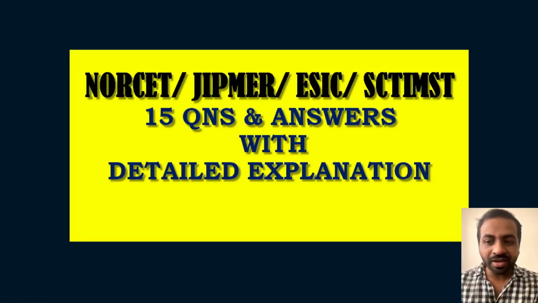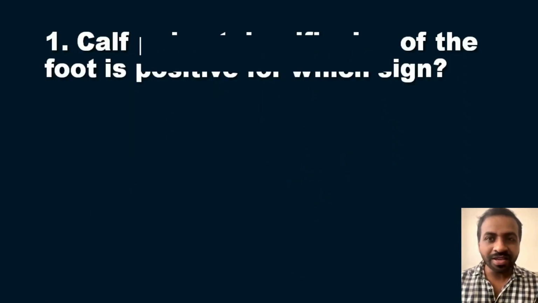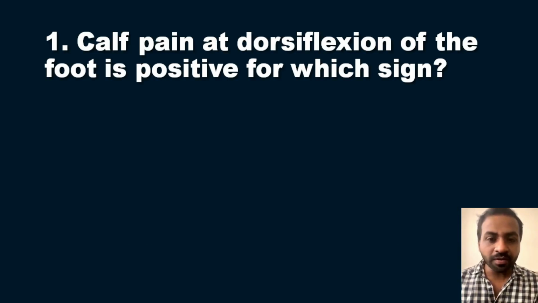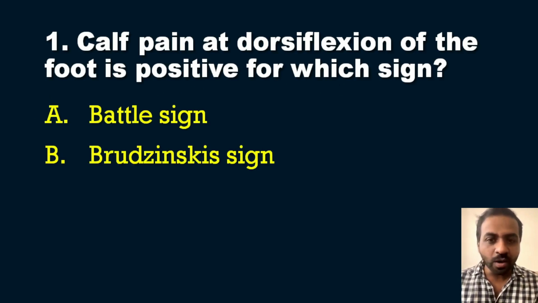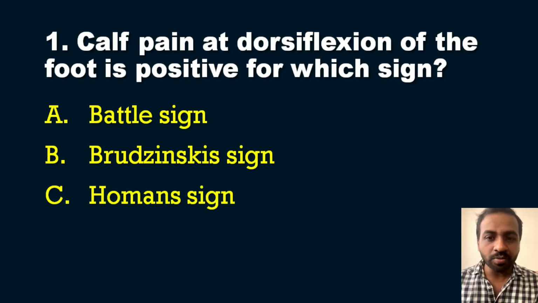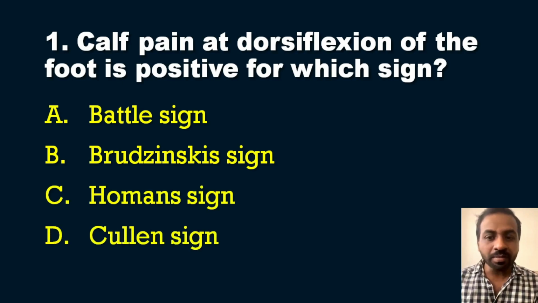The first question is a very simple question, and the question is: calf pain at dorsiflexion of the foot is positive for which sign? So the question is very direct and very simple. The options are: option A, Battle sign; option B, Brudzinski sign; option C, Homan sign; and option D, Cullen sign. So what is the answer? Calf pain at dorsiflexion of the foot. Obviously you know the answer: the answer is C, that is Homan sign.